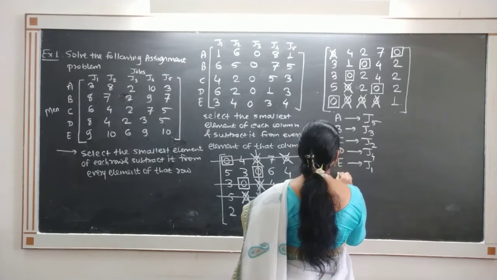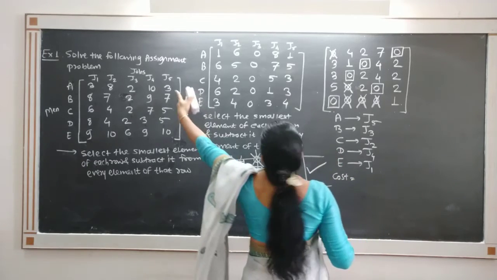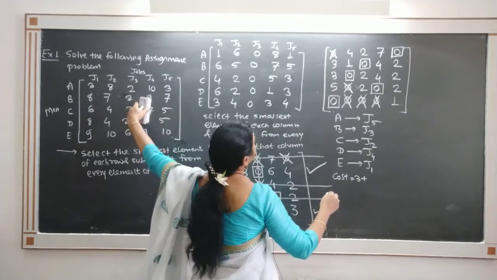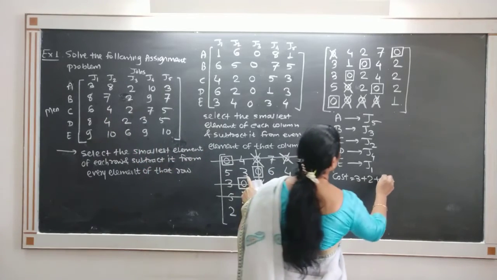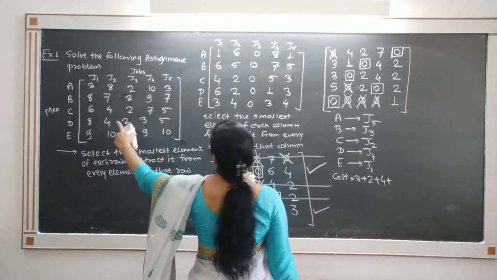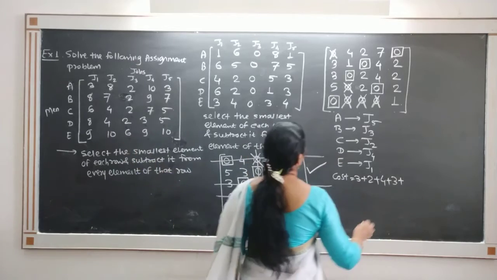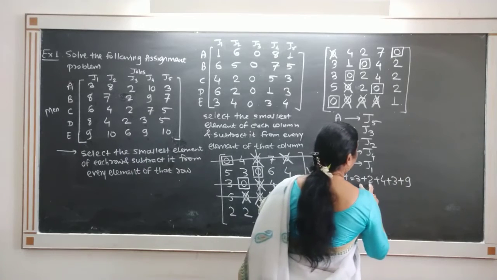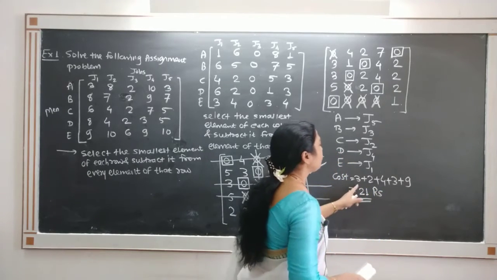And what is the cost? The assignment cost is equal to 3 plus 2 plus 4 plus 3 plus 9. So this is nothing but 5 plus 4, 9, 18, and 18 plus 3, 21 rupees. So the cost comes to be 21.